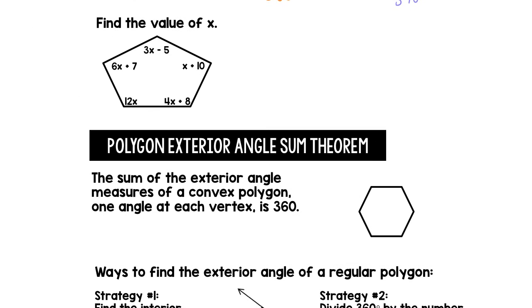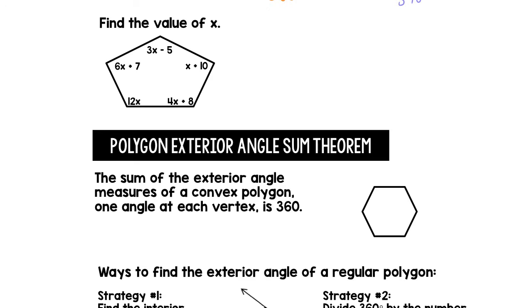So let's use what we know about that to find the value of x. Well, this is another pentagon. So we know the interior angles are going to all add up to 180 times n minus 2, which in this case is 180 times 5 minus 2, which is 540. So we can add up all of the angles of this pentagon.